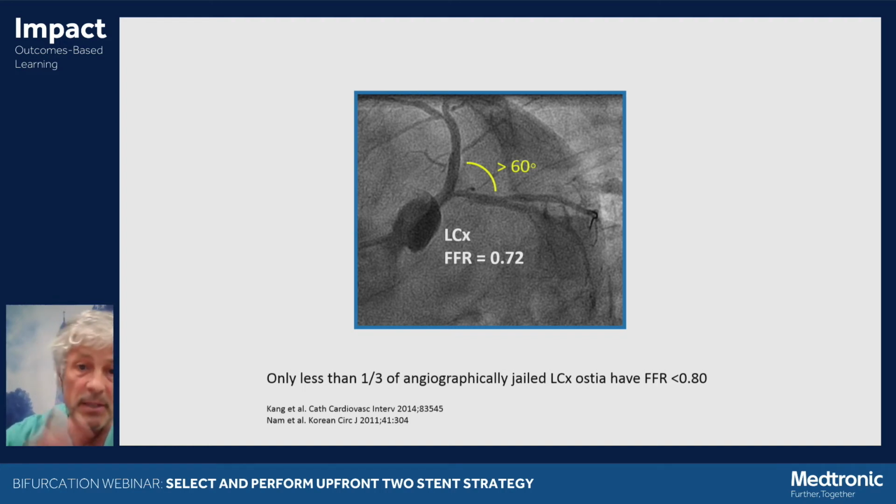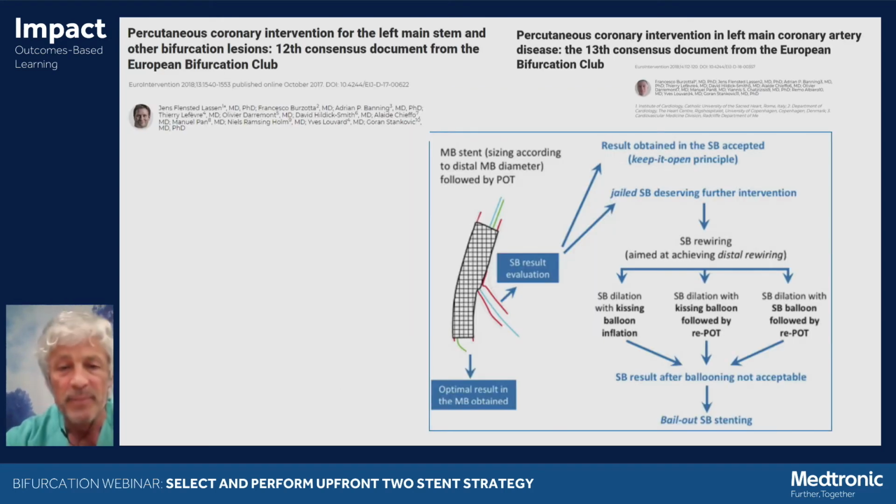Because the angulation between the circ and LAD was more than 60, 70 degrees, closer to 90, we decided to do in this case a two-stent technique that could be the TAP and not culotte. We prefer culotte when the angulation is narrower, less than 60. This is the approach from the European Bifurcation Club.